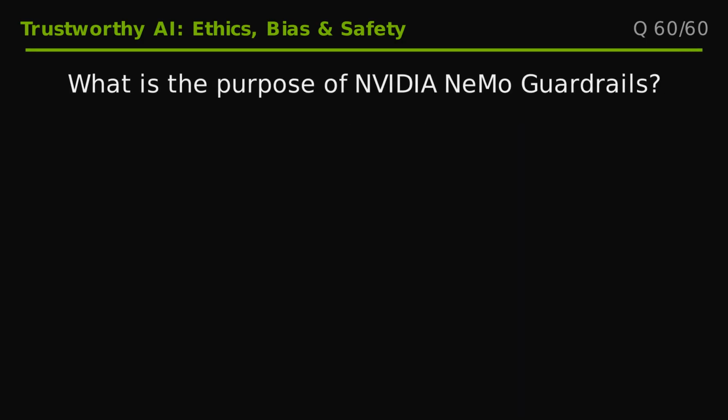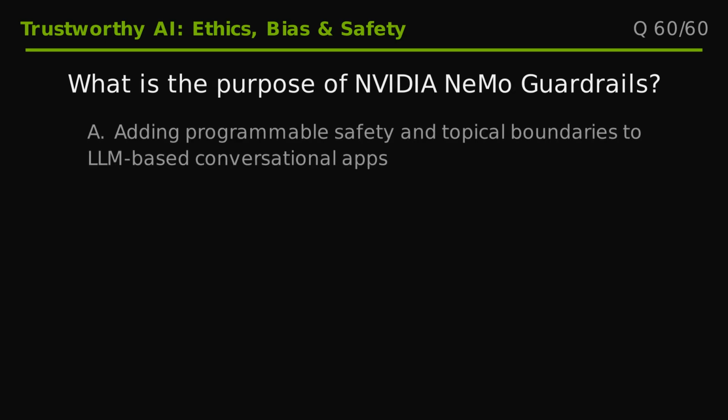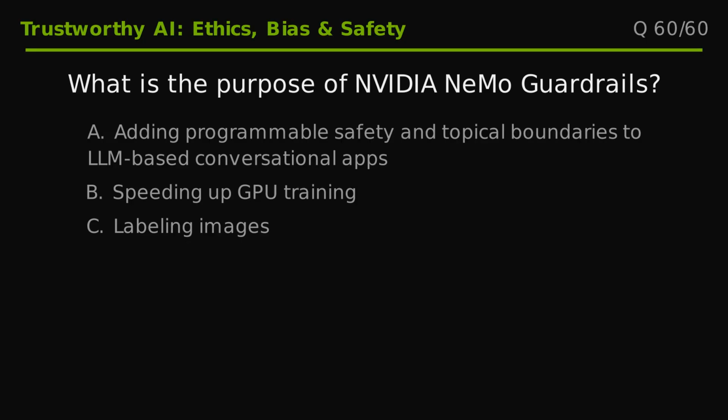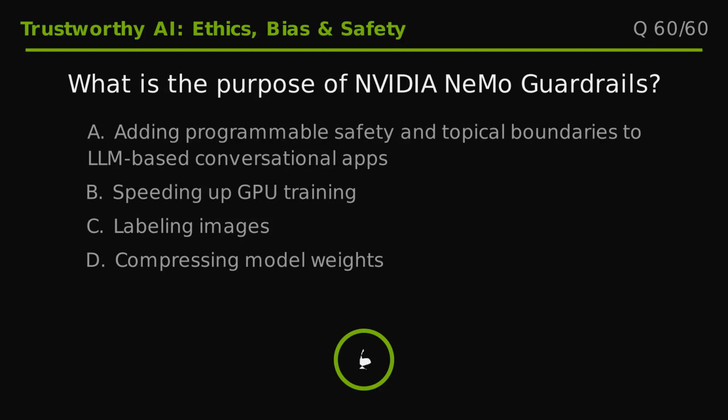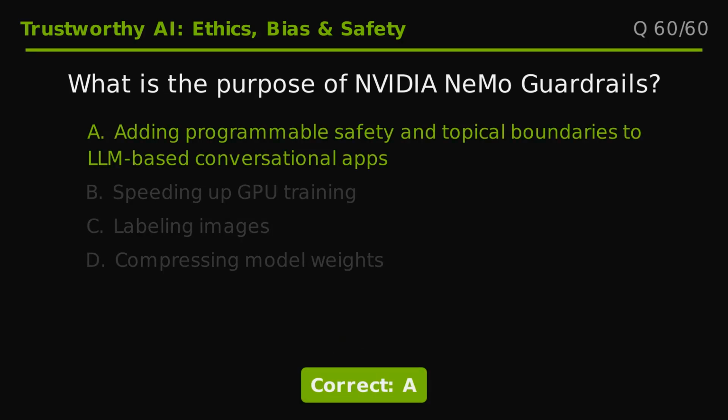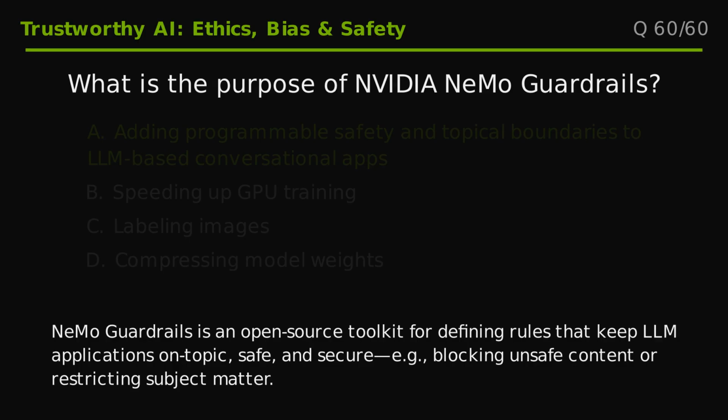Question 60. What is the purpose of NeMo Guardrails? Option A. Providing programmable safety and topical boundaries to LLM-based conversational apps. Option B. Replacing GPU training. Option C. Labeling images. Option D. Compressing model weights. The correct answer is A. NeMo Guardrails is an open source toolkit for defining rules that keep AI applications on topic, safe, and secure, for example, blocking unsafe content or restricting subject matter.